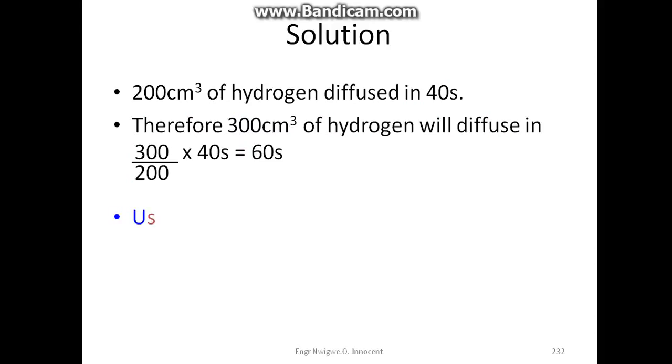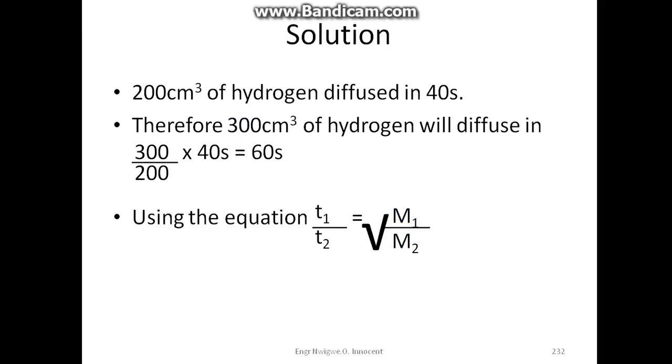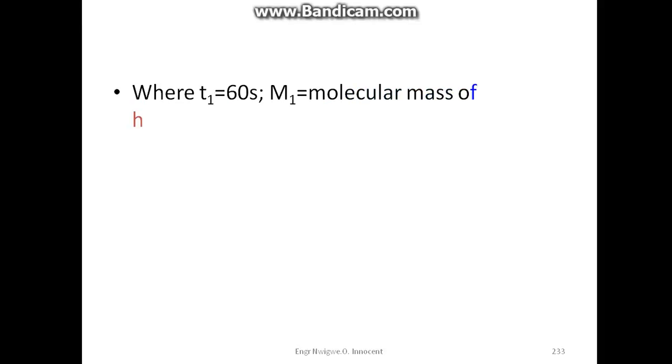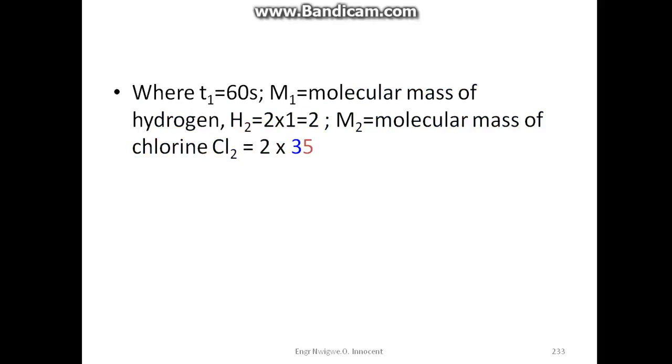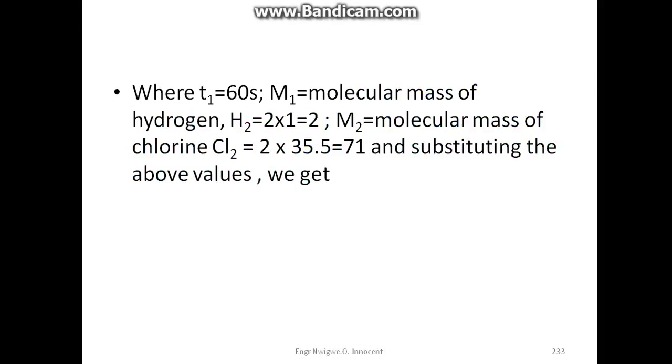Using the equation T1 over T2 equals the square root of M1 over M2, where T1 is equal to 60 seconds, M1 is the molar mass of hydrogen, H2, which is equal to 2 times 1, which is equal to 2. M2 is the molar mass of chlorine, Cl2, which is equal to 2 times 35.5, which is equal to 71.